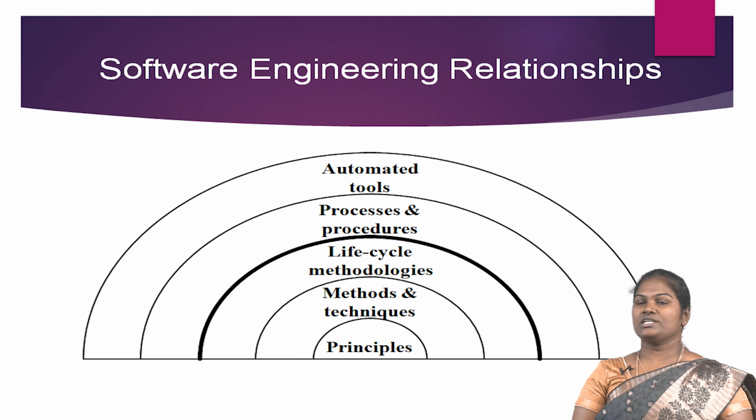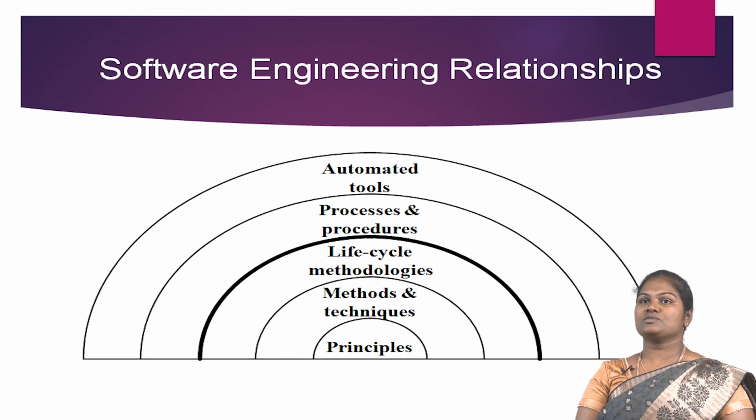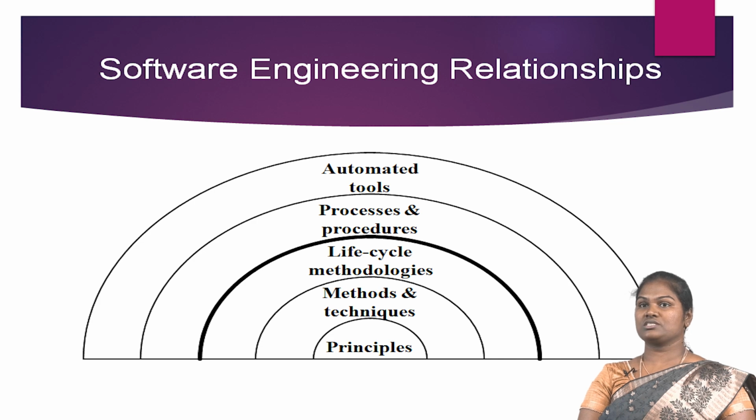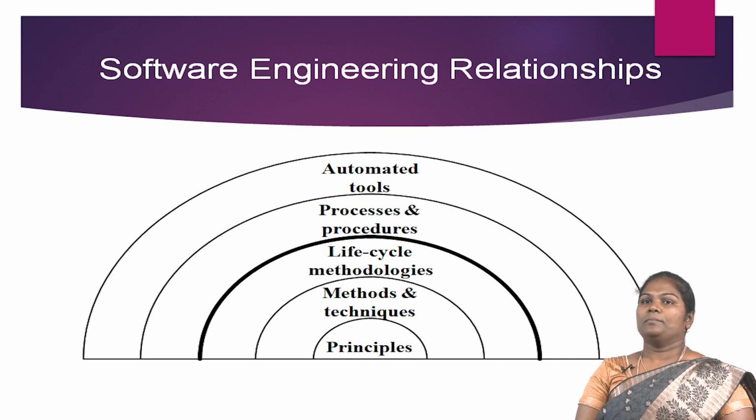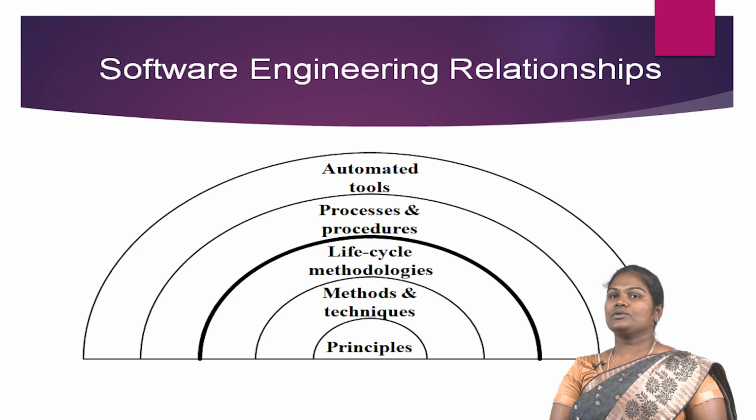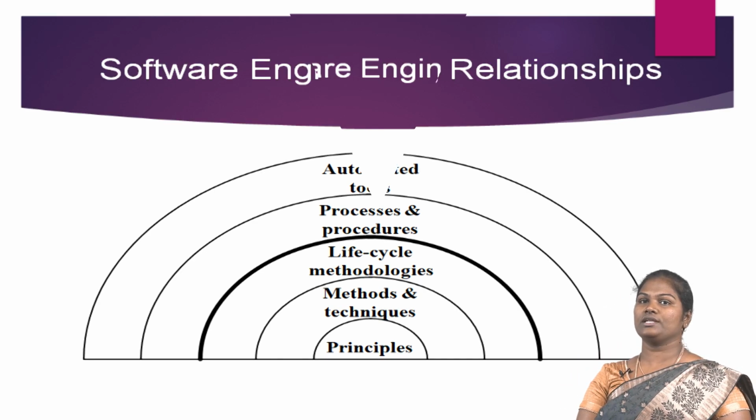This figure shows the relationship between software engineering principles, methods and techniques, and life cycles. Each layer in the figure is built on the layer below it, and the outermost layers are more susceptible to change over time. Principles are the basis of all methods, techniques, life cycles, processes and tools. The first three layers are in the realm of theory. The final two layers are physical applications of the theory and concepts of software engineering.